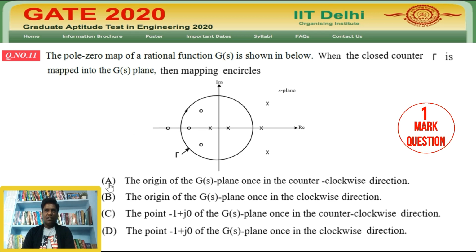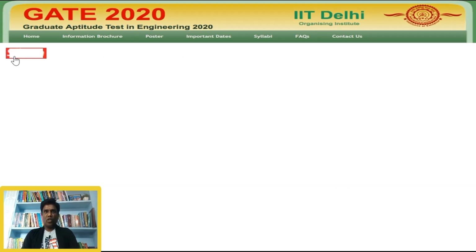The options are: option A, the origin of the G(s) plane once in the counterclockwise direction. Option B, the origin of the G(s) plane once in the clockwise direction. Option C, the point minus 1 plus j0 of the G(s) plane once in the counterclockwise direction. Option D, the point minus 1 plus j0 of the G(s) plane once in the clockwise direction. The solution of the problem.